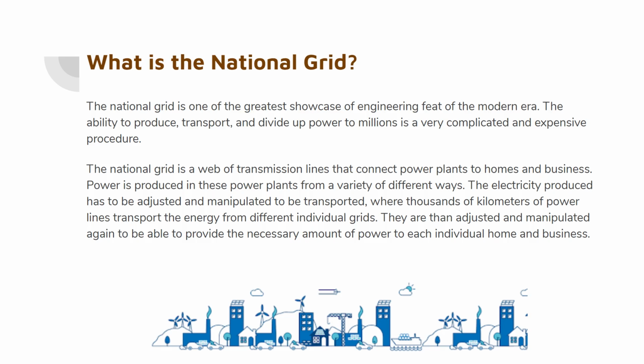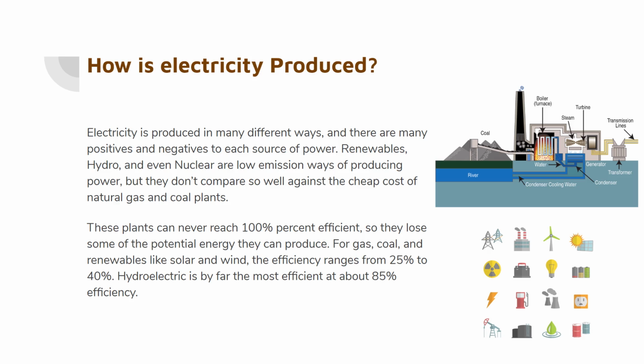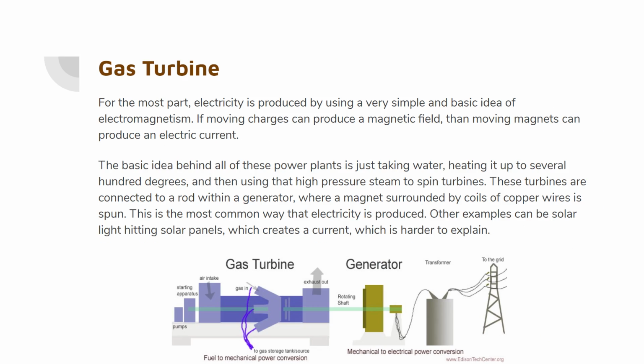The national grid is a very complicated and important system of the modern era. It is mainly broken up into two parts. One is electricity production, and the second is electricity transportation. Electricity is produced in a variety of different ways, but the most common is through gas turbines. This is when a certain fuel source like coal, natural gas, or radioactive particles is used to steam water. That high pressurized steam is then aimed at a turbine where it rotates the turbine.